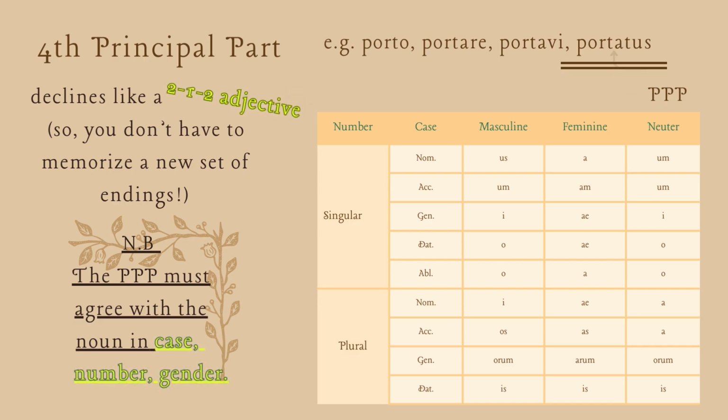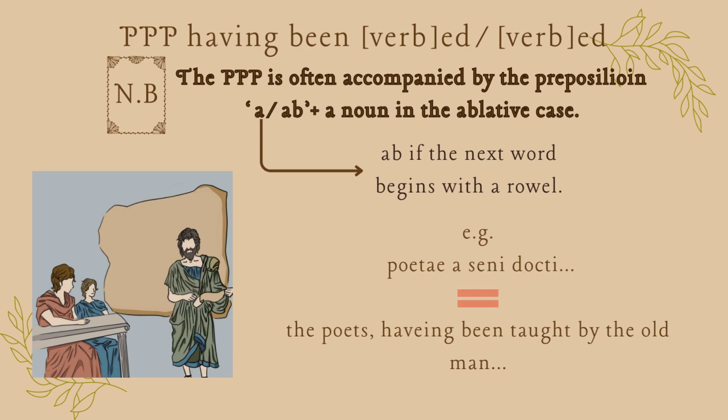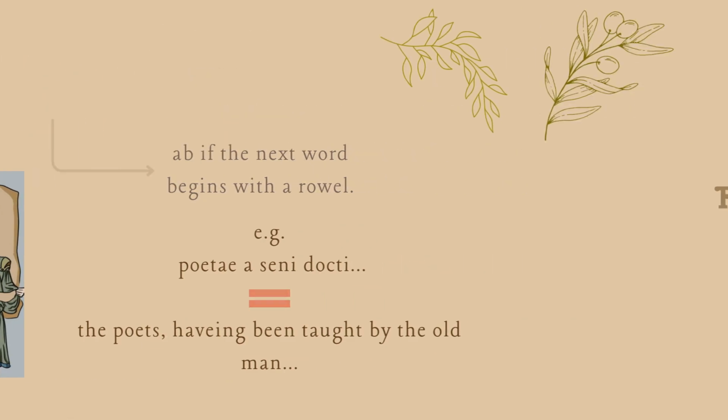Now, here are some things to know about the PPP. The PPP is often accompanied by the preposition ab, plus a noun in the ablative case. This use of the ablative is called the ablative of agent.